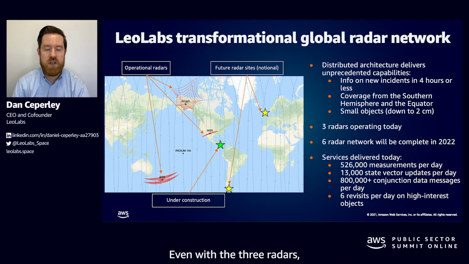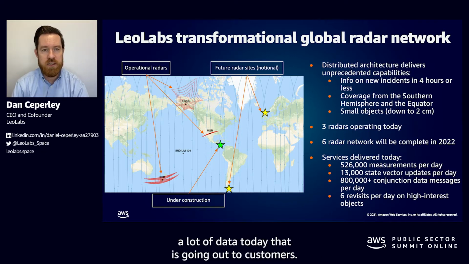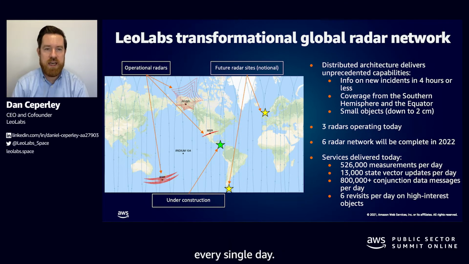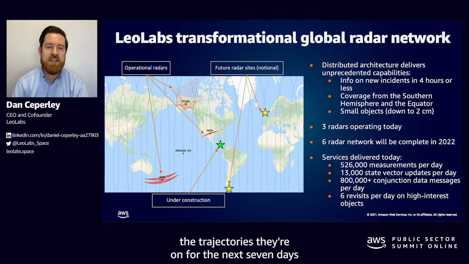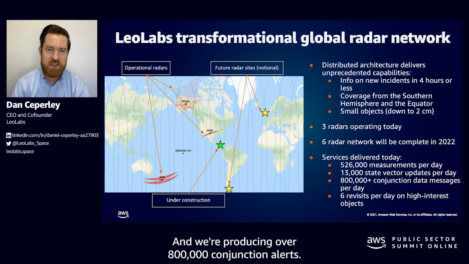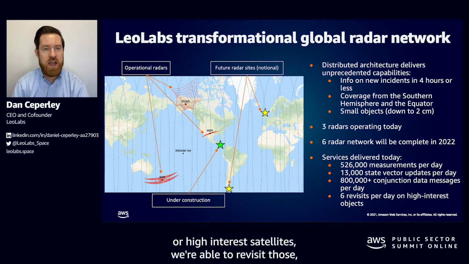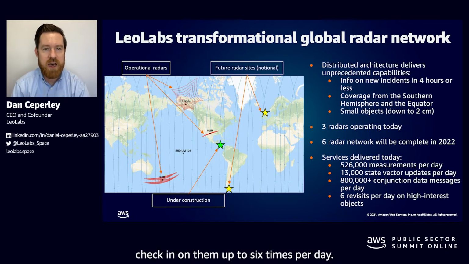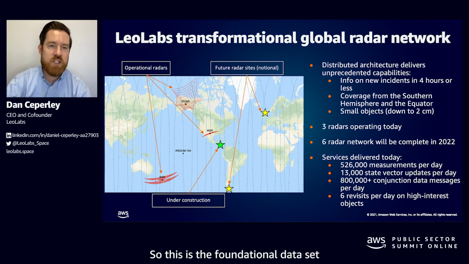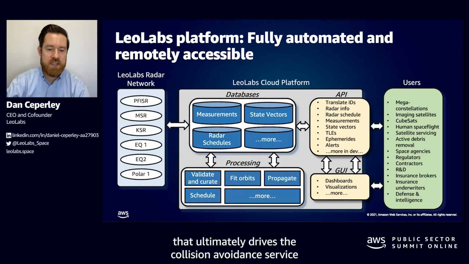Even with the three radars, we're actually able to produce a large amount of service, a lot of data today that is going out to customers. So we take over 500,000 radar measurements every single day. That's over 500,000 measurements on the satellites and on the space debris. We update our estimates of their orbits, the trajectories they're on for the next 7 days, over 13,000 times per day. And we're producing over 800,000 conjunction alerts. Conjunction is the term the industry uses for a potential collision or risky situation. And for any high interest events or high interest satellites, we're able to revisit those, check in on them up to six times per day.